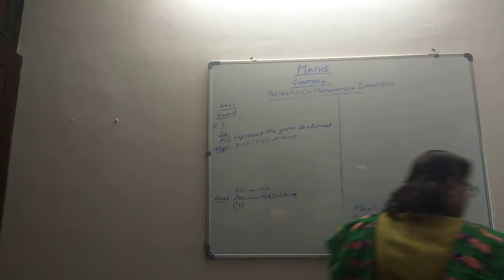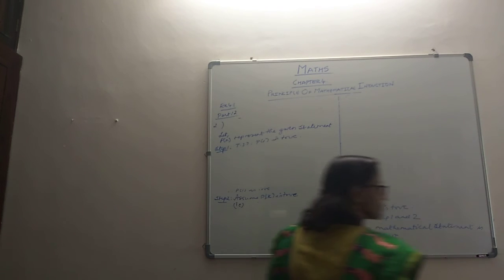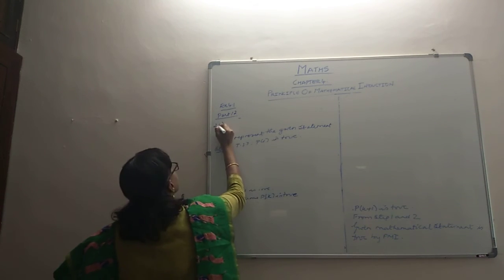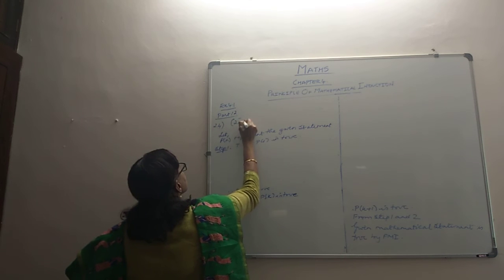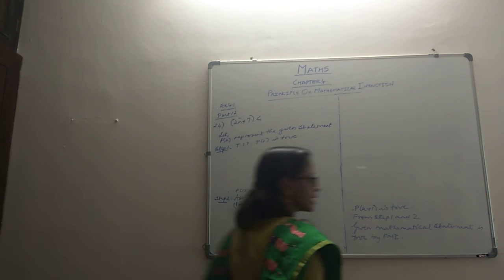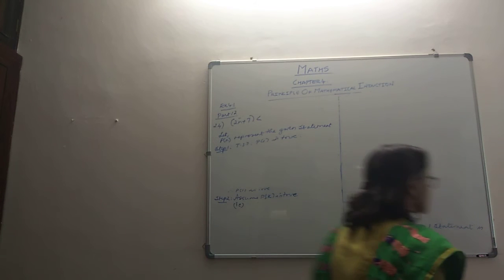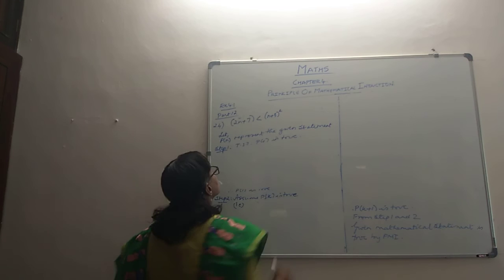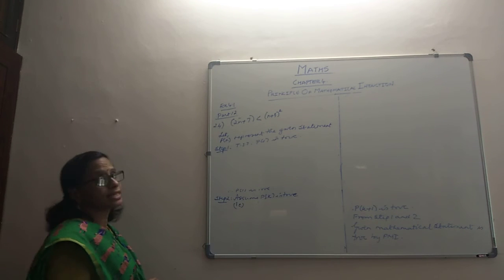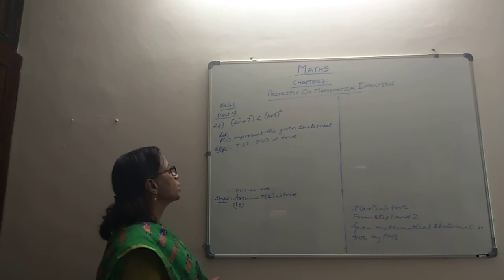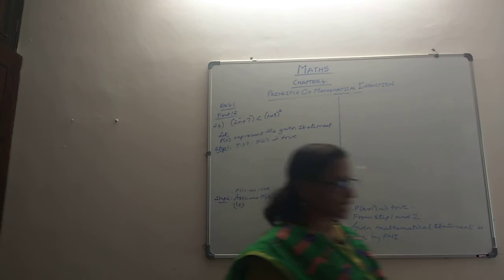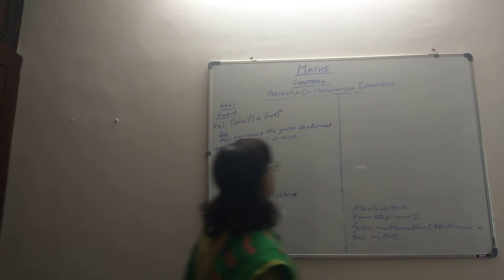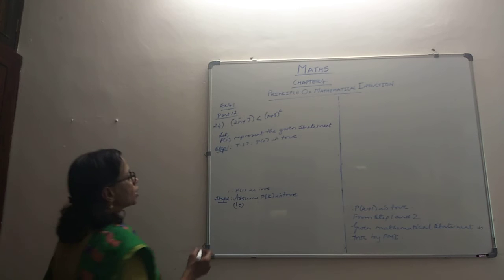It says 2n plus 7 is less than (n plus 3) the whole squared. You've got to show that 2n plus 7 is less than (n plus 3) the whole squared. So as usual we can start. Let P(n) represent the given mathematical statement.